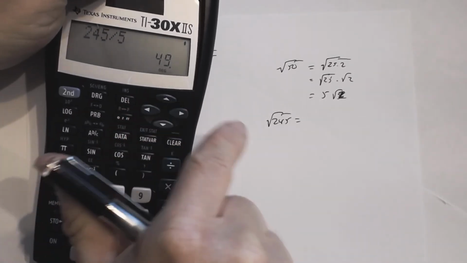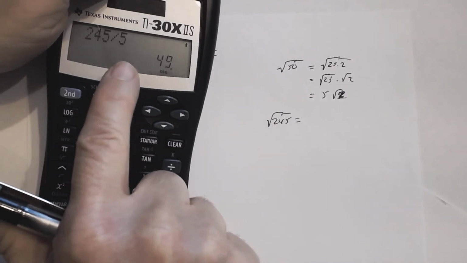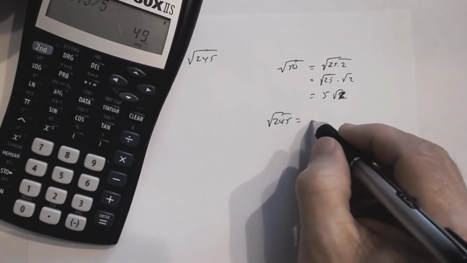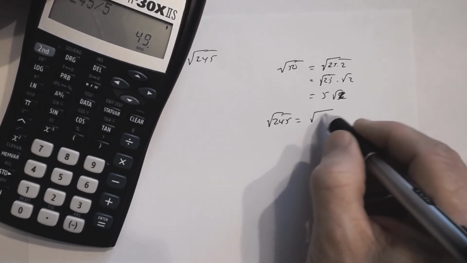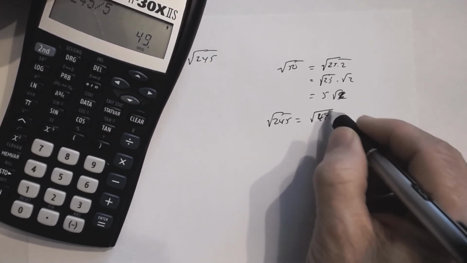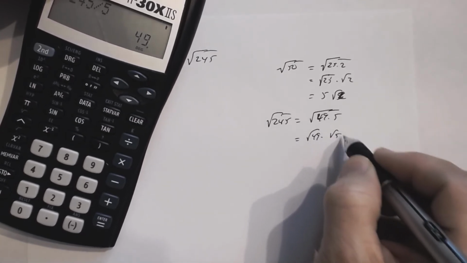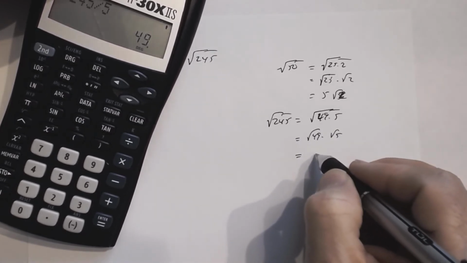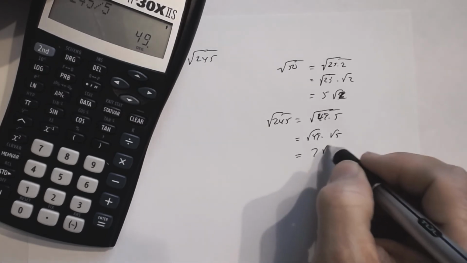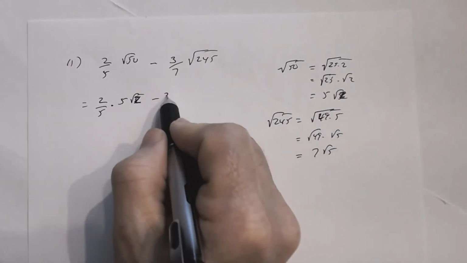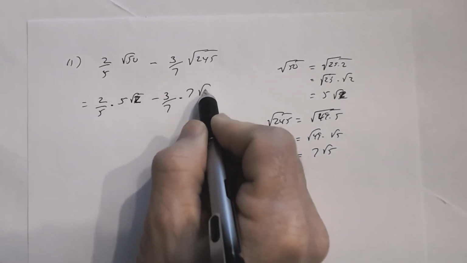And so notice that when I divided by 5, although I knew that 5 wasn't a perfect square, I ended up with a perfect square, 49. So the square root of 245 will be the square root of 49 times 5. And so that'll be the square root of 49 times the square root of 5. And so that will be 7 square root of 5, right? Okay. All right, so that's going to go here. So minus 3 sevenths times 7 square root of 5.